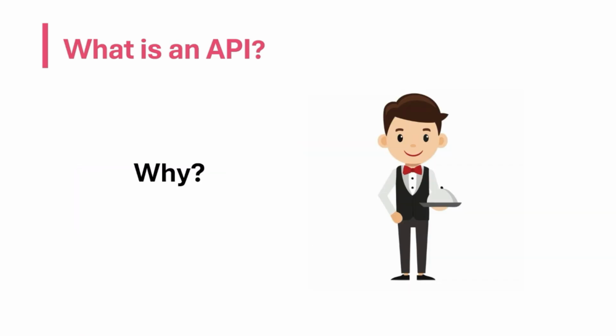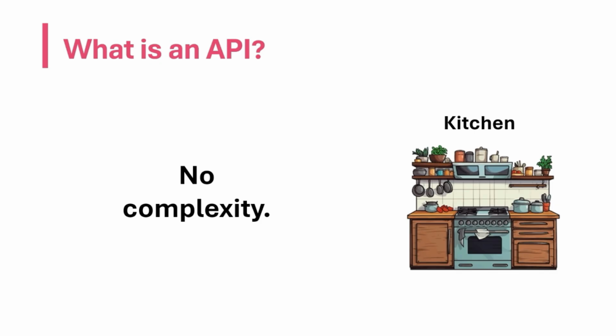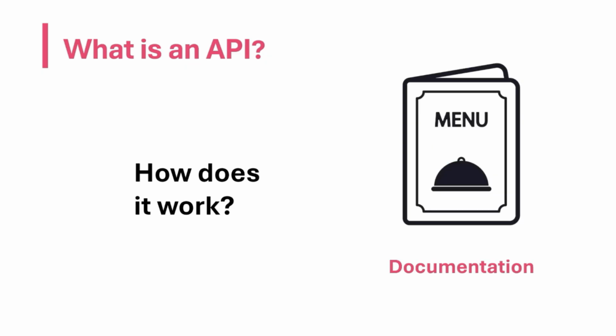So why do we use an API? Because without an API, your program would need to know how another program works internally, which is hard and messy. With the help of an API, you just follow simple instructions, that is, the documentation, to get what you need. You don't need to care about the inner workings. The API handles it for you. In our example, the menu acts as our documentation. That is our guide. So we can get the idea of how an API actually works.